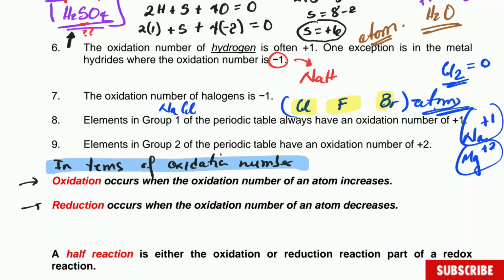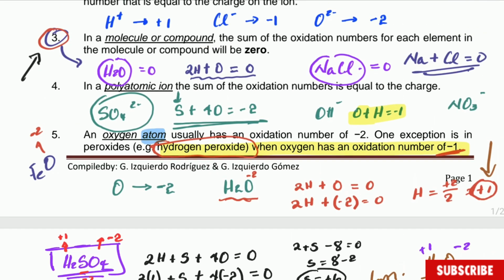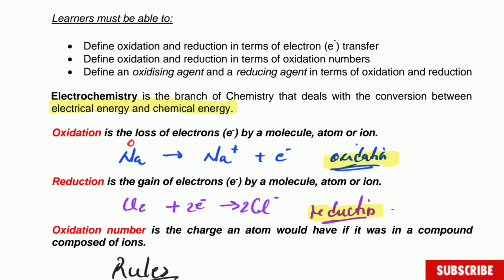of an atom decreases. Okay, so if we go back to the starting point when we spoke about oxidation and reduction, we are going to be looking at the oxidation number of each of these. The oxidation number of sodium is 0, and the oxidation number of sodium in an ion here is +1. You can see the oxidation number increases, therefore this one is oxidation. The oxidation number of that atom increases.